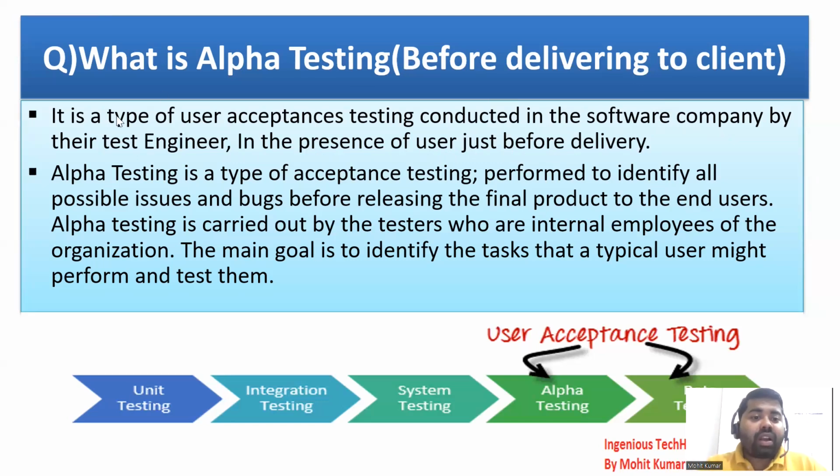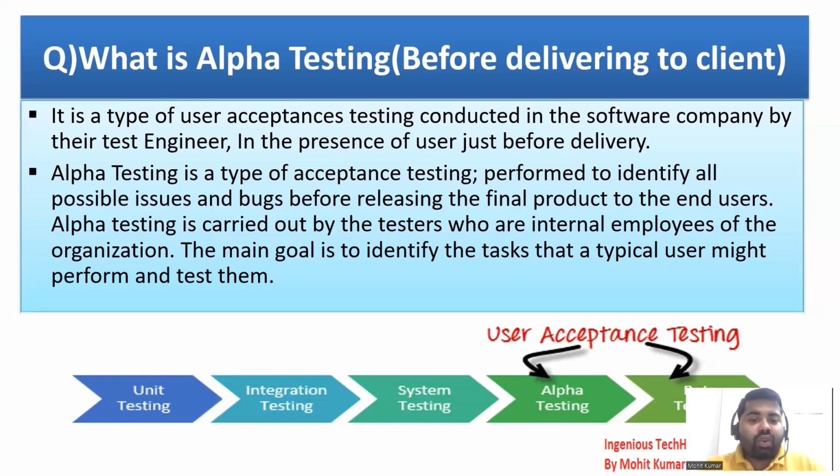It is conducted by the software company, by their test engineers, in the presence of the user, just before delivery. Alpha testing is a type of acceptance testing performed to identify all possible issues and bugs before releasing the final product to the end users. It is carried out by testers who are internal employees of the organization, so internal employees, the TCS guys.